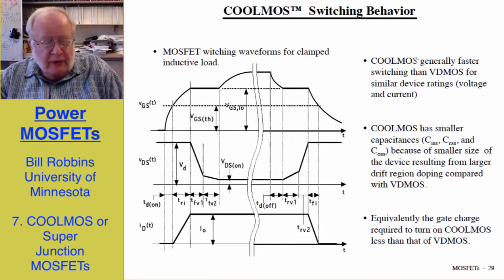I'm not going to go any further into the details of cool MOS. This is just to give you a very basic idea of what cool MOS is and how it differs both in structure and in performance compared to a vertically diffused MOS. And there are now available cool MOS devices with breakdown voltage ratings as high as about 1200 volts in silicon.